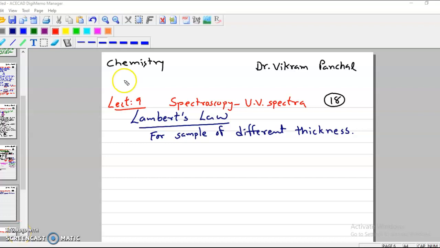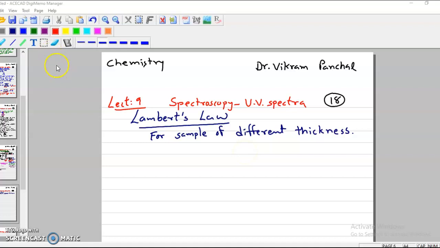This is Dr. Vikram Banchal and I am dealing with spectroscopy and this is lecture number 9. In this lecture, I will explain Lambert's-Beer's law. In the previous lecture, I started what is Lambert's law. This is mainly for samples of different thickness.